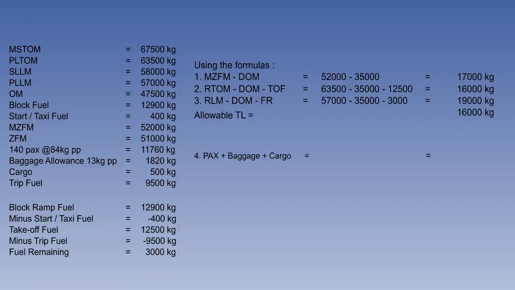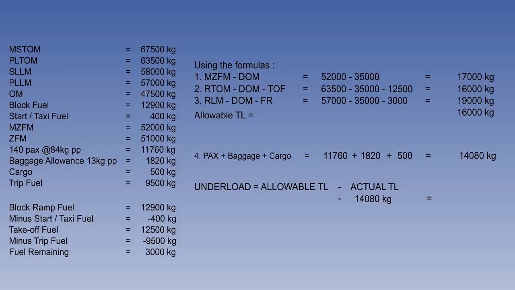We can now extract from the table the data which will make up the actual traffic load. The actual traffic load is the sum of the passenger load mass, 11,760 kilograms, the baggage, 1,820 kilograms, and the cargo, 500 kilograms, giving a total mass of 14,080 kilograms. Finally, we have all of the information to complete step 3, calculating the underload, which is the actual traffic load of 14,080 kilograms subtracted from the allowable traffic load of 16,000 kilograms, which gives us an underload mass of 1,920 kilograms.